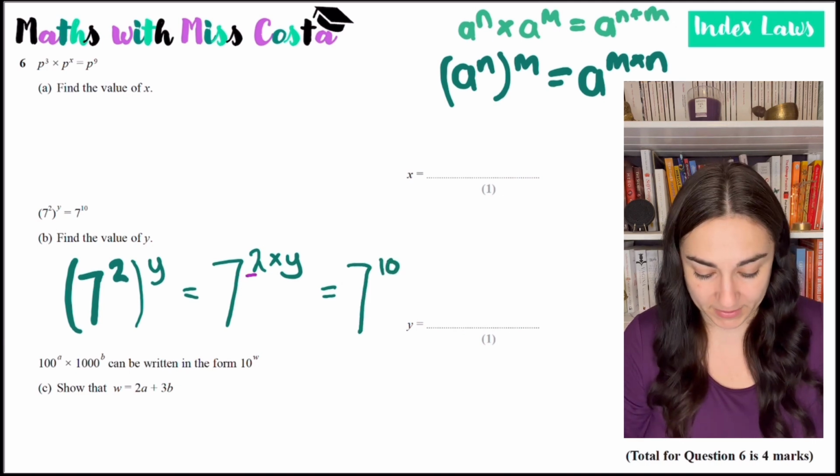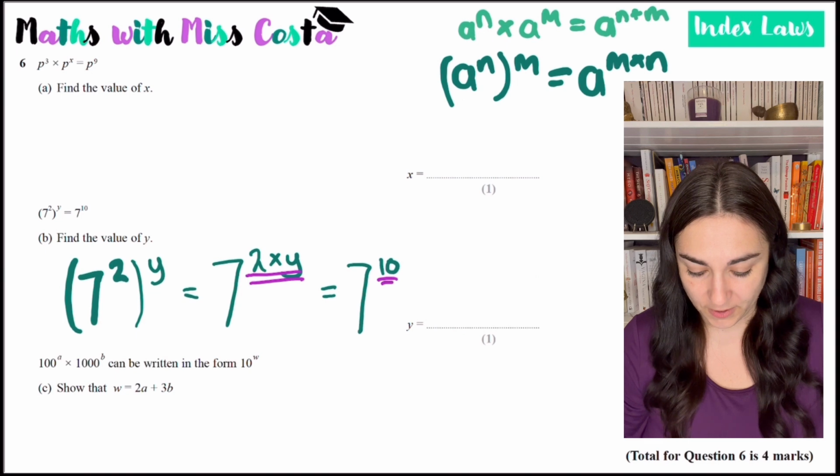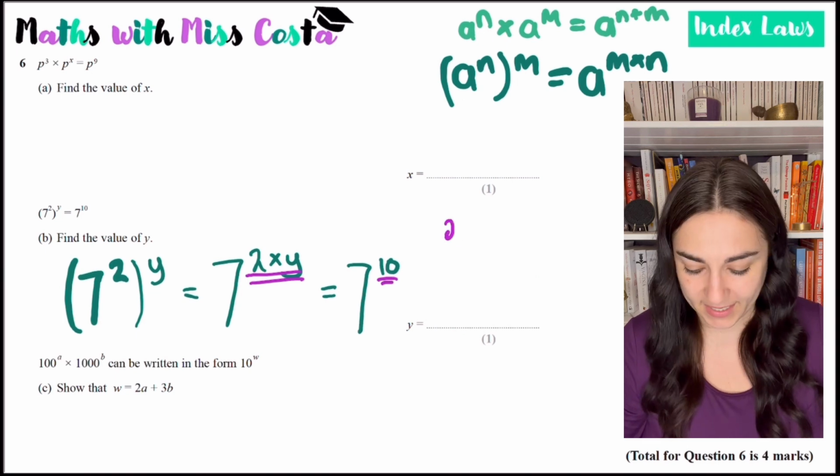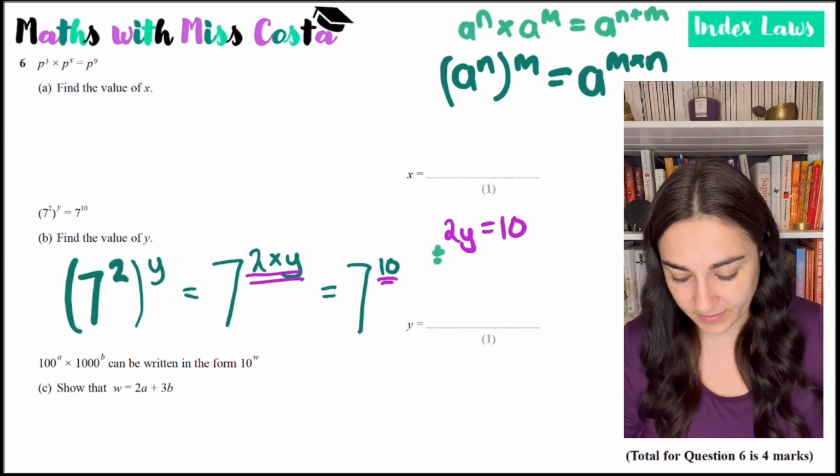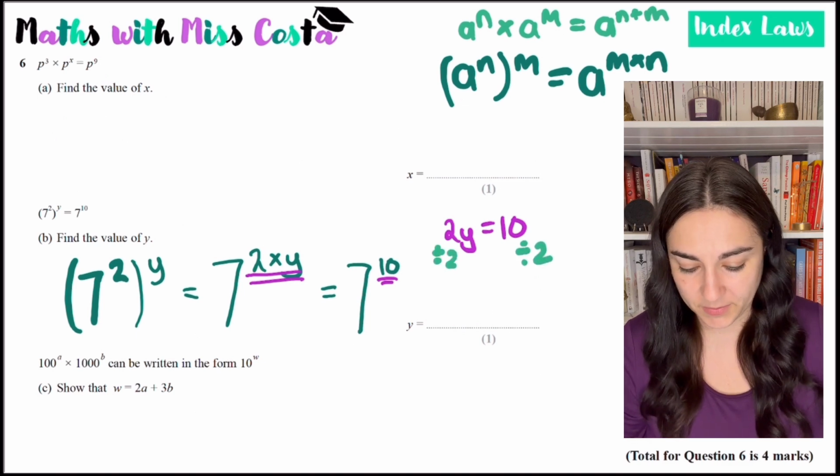Once again, I can make my little equation. I know that 2 times y must equal 10. So therefore, I can solve it. And if I divide both sides by 2, I know that y equals 5.